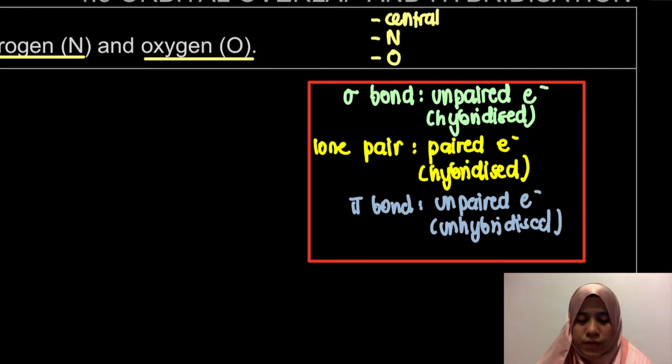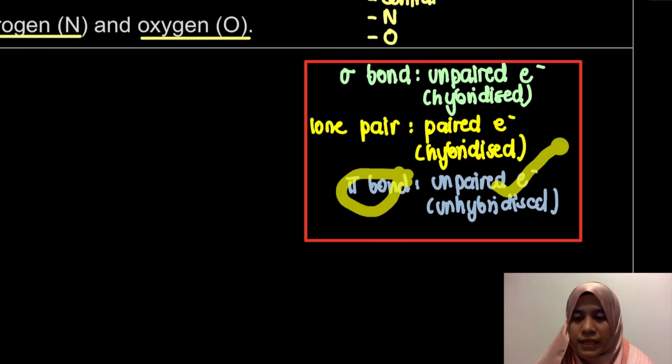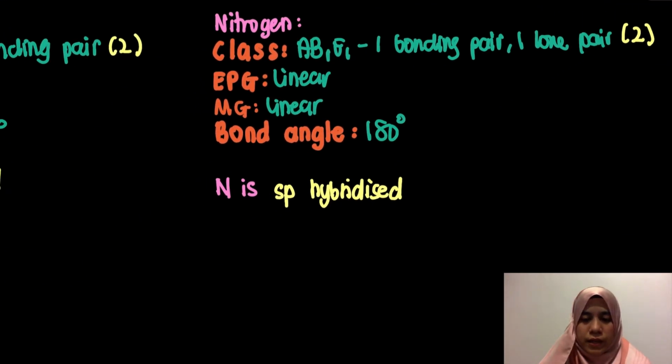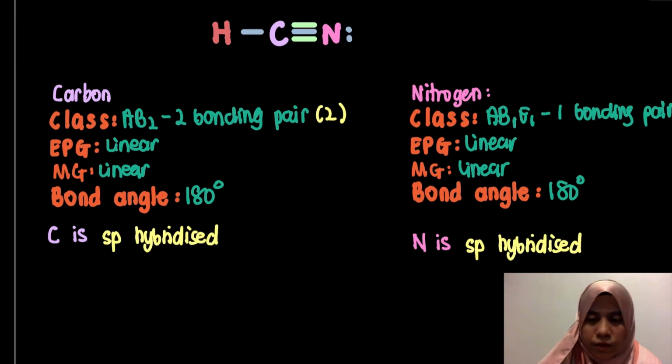Okay. So, next, kita tengok. Kalau sigma bond unpaired, kalau lone pair, paired electron. Pi bond masih lagi unpaired electron, tapi kes ni unhybridized. Okay, so kita tengok first is carbon ni lah. So, carbon ni, okay, first carbon ni, dia ada berapa sigma bond? So, sigma bond is actually, okay, ni satu, ini another one. So, carbon ni has 2 sigma bond. So, kalau 2 sigma bond, 2 unpaired electron.